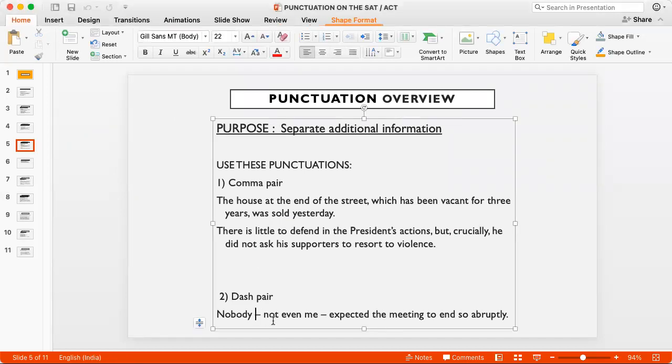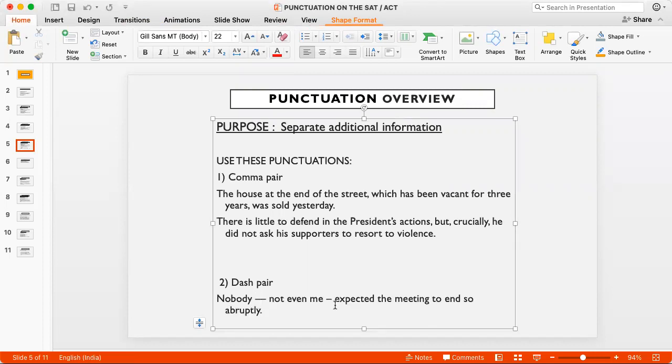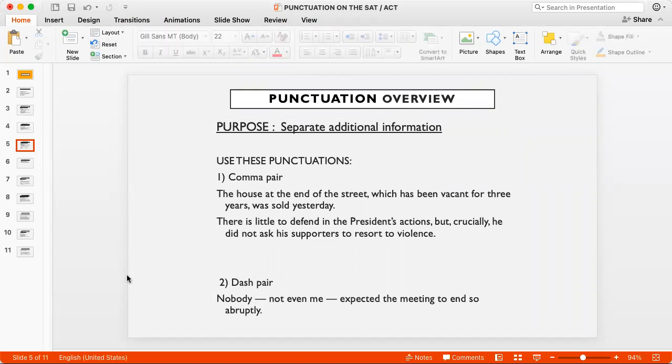Yeah, let me just add another. Yeah, this is how a dash should ideally look, right? So, nobody, not even me, expected the meeting to end so abruptly. So here too, my main sentence says nobody expected the meeting to end so abruptly. And this, not even me, is kind of additional information. And so I've put it between a pair of dashes. So when you have additional information in a sentence, you can put it between a pair of commas, or you can put it between a pair of dashes. This is also something very commonly tested, so be careful.